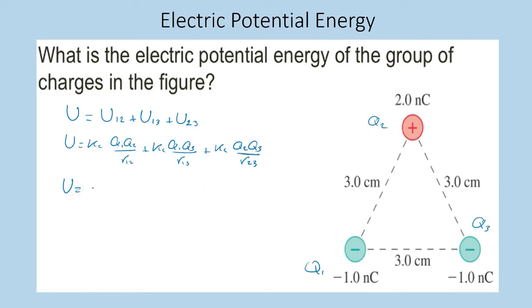U is equal to, I will take Kc as a common factor, times Q1 Q2 over R12 plus Q1 Q3 over R13 plus Q2 Q3 over R23.